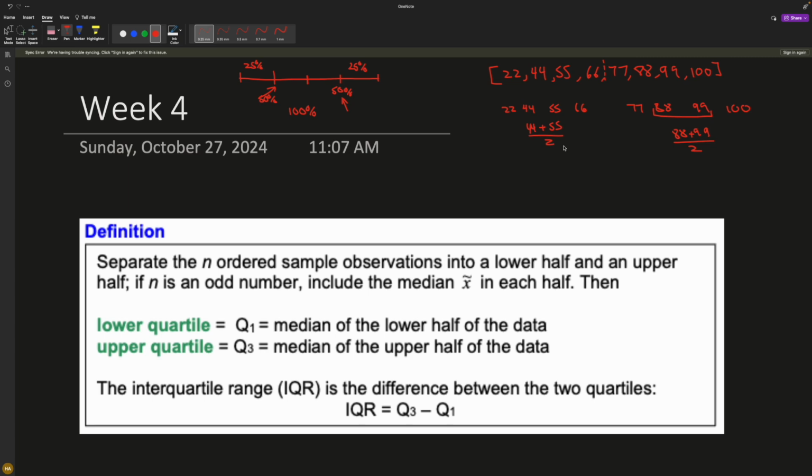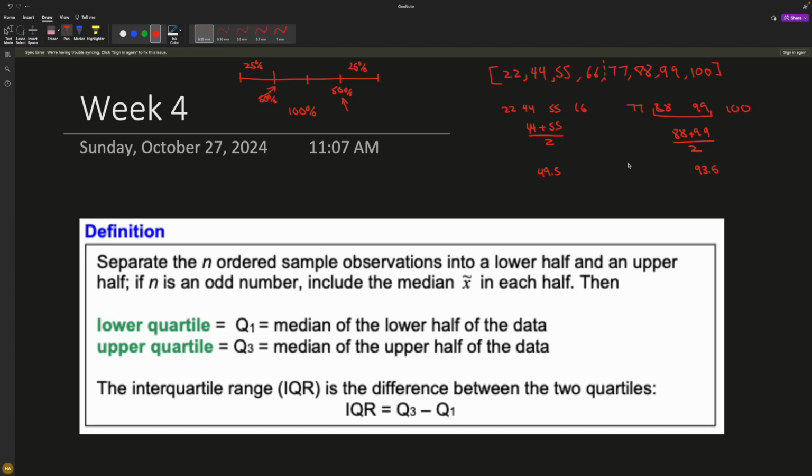Now your IQR is basically just the difference between the two. In other words, it's the distance between the two numbers. So once we calculate this, let me do it real quick. I have 44 plus 55 divided by 2. This will be 49.5. And this one will be 93.5. So my IQR is basically the distance between these two.